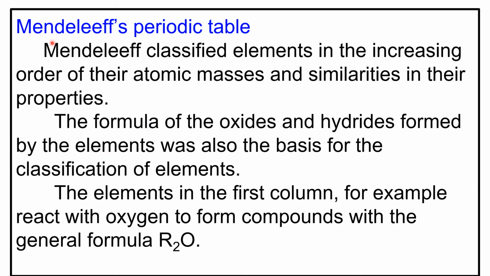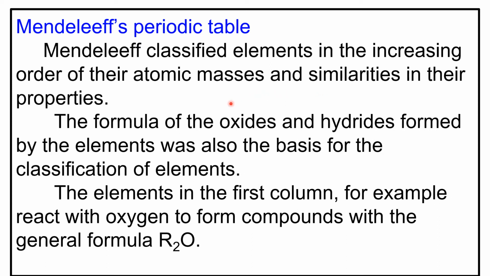The next attempt was by Dmitry Mendeleev, and his contribution is Mendeleev's periodic table. So how he has prepared this periodic table is, he has classified elements in the increasing order of their atomic masses. Means even he has taken atomic masses into consideration. Then what made the difference from Dobereiner triad is similarities in their properties. So here he has considered the atomic masses of the elements, and similarities of the properties of the elements was also considered.